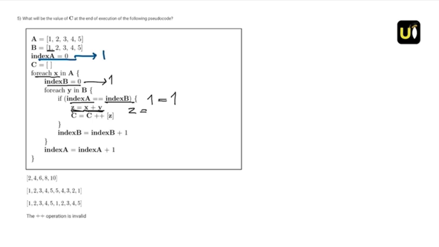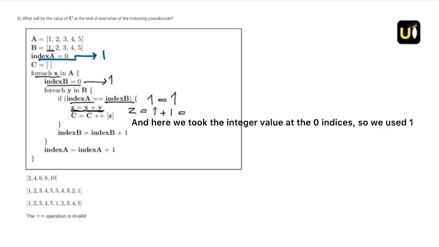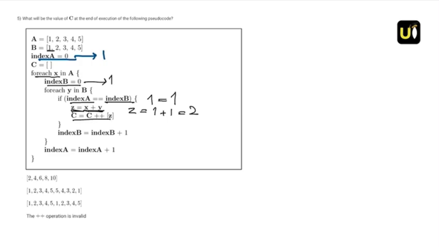So what is x plus y? 1 plus 1, that is 2. Then we are appending the value 2 into the C list. So I'm writing the C list here: C is equal to, the first value added here is 2, right? And then we are adding 1 to the index of B, and then also adding 1 to the index of A, after the bracket closes.